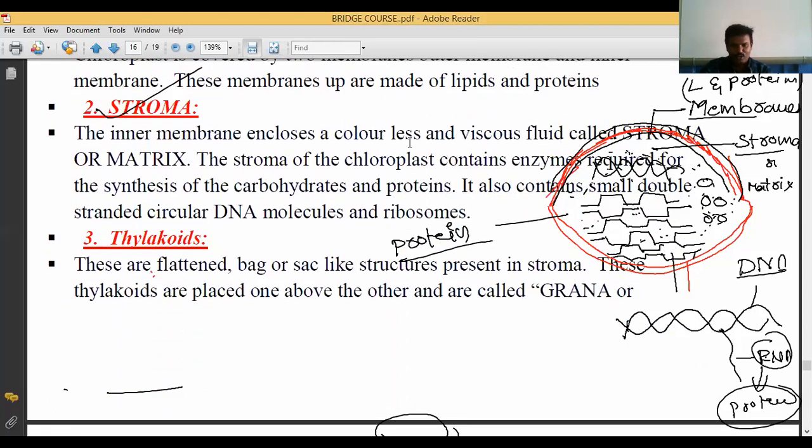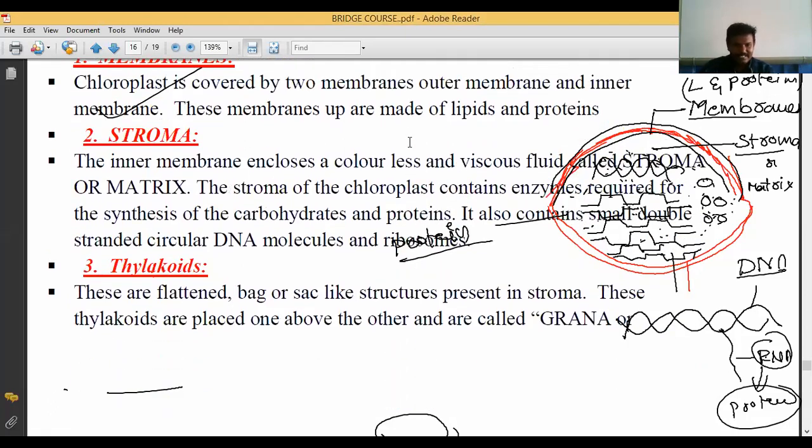Next, thylakoids. See here, thylakoids. These are flattened bag or sac-like structures present in the stroma. In this stroma region, there are many flat or bag-like structures. These are called thylakoids, one, two, three, like this way.